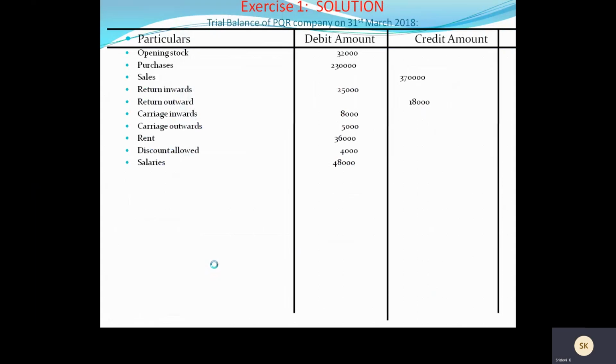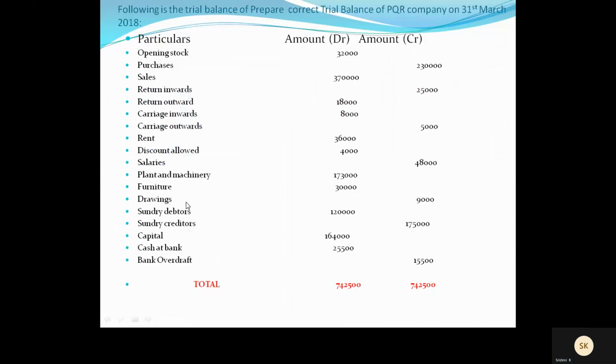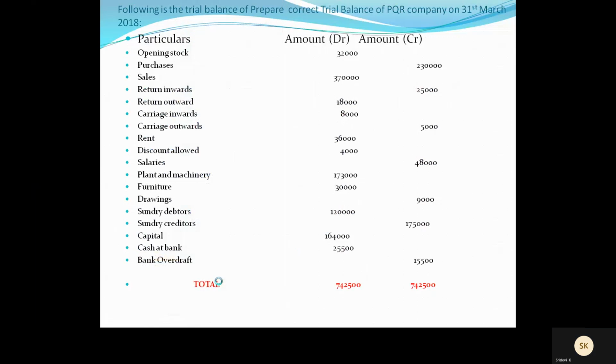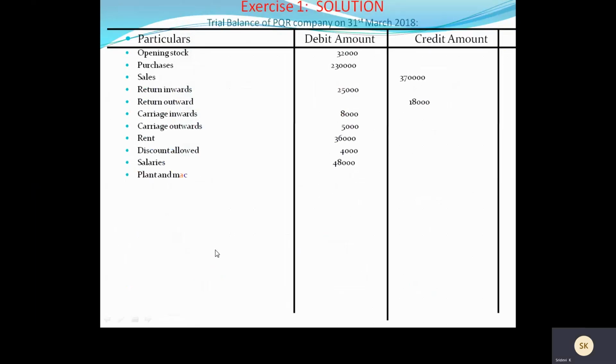And three items I am showing at a time, so that we can save time. Now plant and machinery, it is correct. Furniture also correctly given, and the drawings 9,000. So let us show this one by one. Furniture we are showing, plant and machinery we are showing, drawings was given wrongly in the credit column, so we brought it here to the debit amount column.